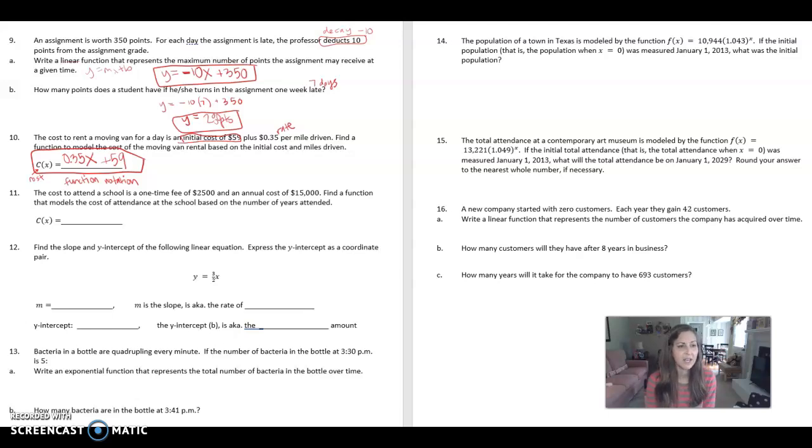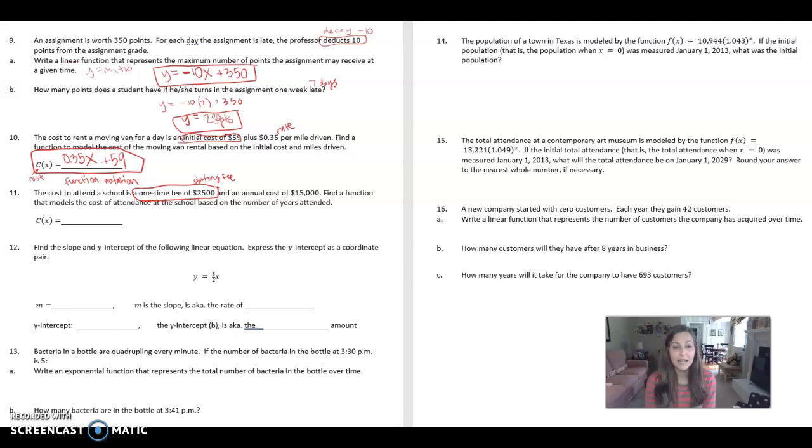Same thing for number 11. The cost to attend a school is a one-time fee of $2,500 and an annual cost. Okay, you got to read this one carefully. This is a one-time starting fee. Maybe this is like the application fee or something. I'm not sure. But this is the one-time starting fee.